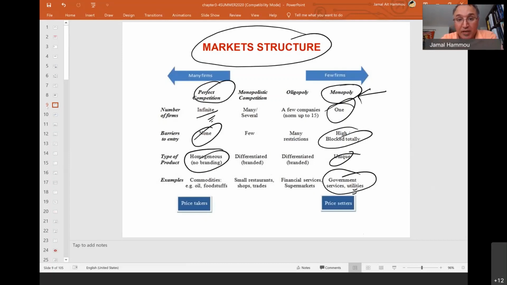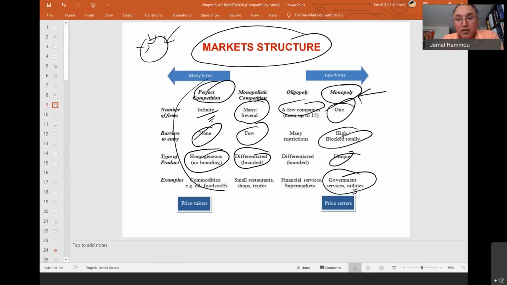Okay, but in monopolistic competition, you have a number of firms, you have few barriers to entry, but you have differentiated brands of products. So for example, small restaurants, you have Chinese food, you have Mexican food. There are a lot of restaurants in the same neighborhood, but they are not identical. You have 10 restaurants, but each restaurant caters to specific food. Oligopoly, we have a few companies controlling the market, like big banks. That's an example.